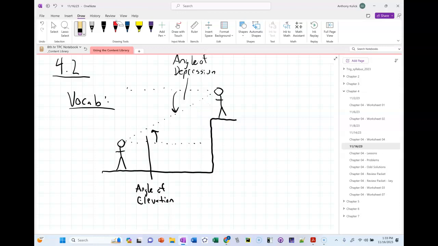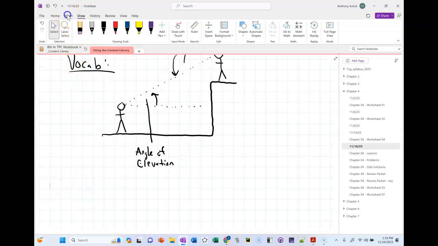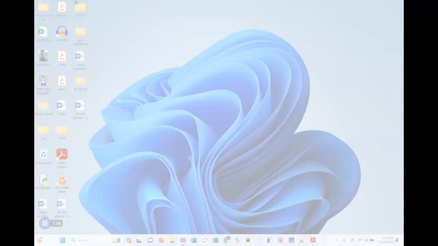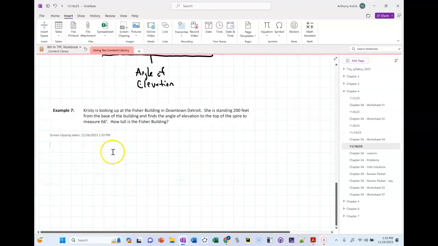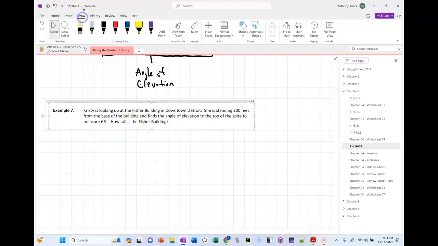All right. That's the only new idea. Let's do some examples here. All of the homework in this section is going to be story-based. So let's do a couple of examples here. Christy is looking up at the Fisher Building in downtown Detroit. She is standing 200 feet from the base of the building and finds the angle of elevation to the top spire to measure 66 degrees. How tall is the Fisher Building?